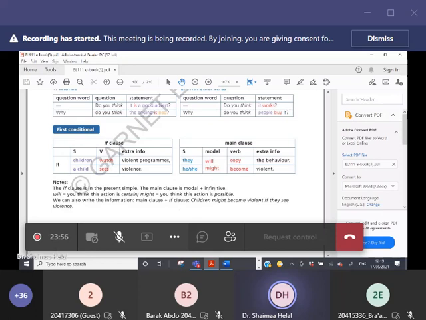Will, if you are talking about something certain, they will copy the behavior. If children watch violent programs, comma, they will copy the behavior. Will here, I'm certain. You think that this action is certain. If a child sees violence, comma, he or she might become violent. Might here refers to the action being possible. As a speaker, I think that this action is possible. So will, if you think as a speaker that this action is certain, and might if you think as a speaker that this action is possible.